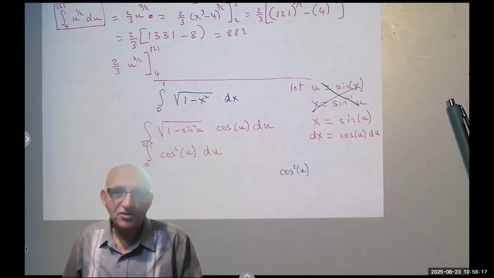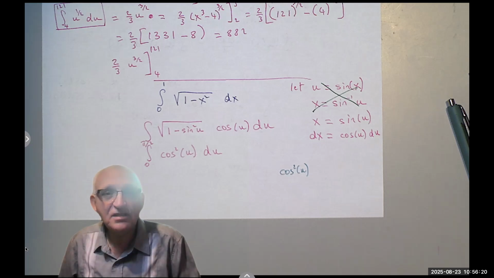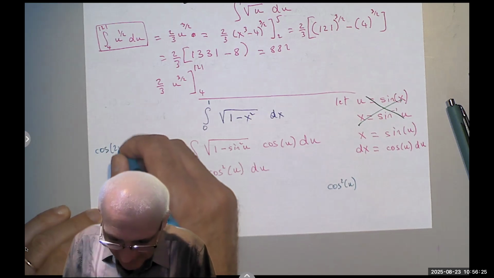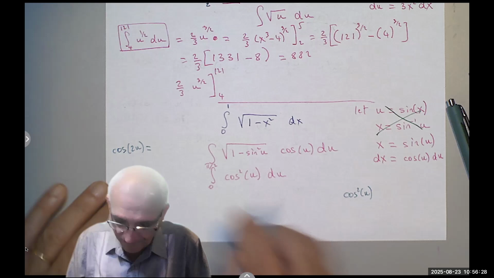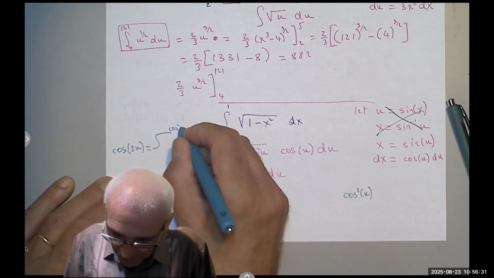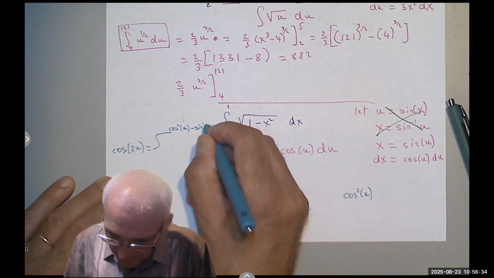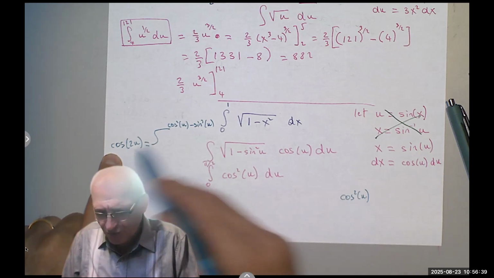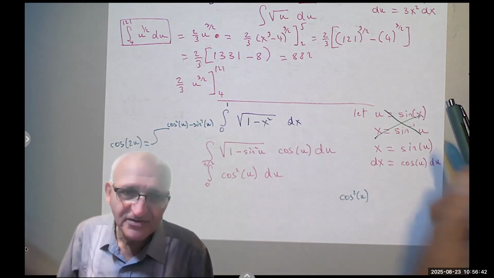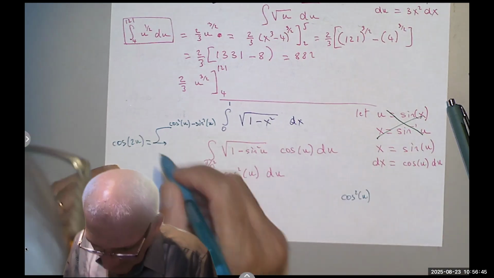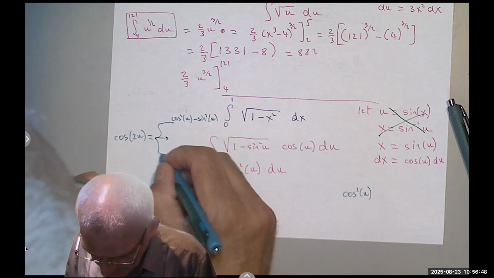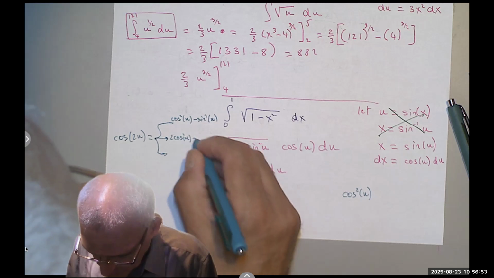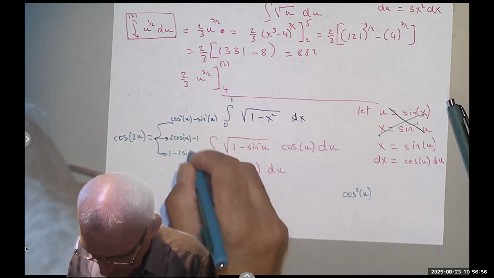How do I get cosine square of u? Remember how in trig we said cosine of 2u can be written in three different ways. Cosine square u minus sine square u. That doesn't help, right? Because I only have cosine square. If I substitute, I will get cosine 2u plus sine square. It's even more complicated. Or I can get one of these two things: 2 cosine square u minus 1, or 1 minus 2 sine square of u.